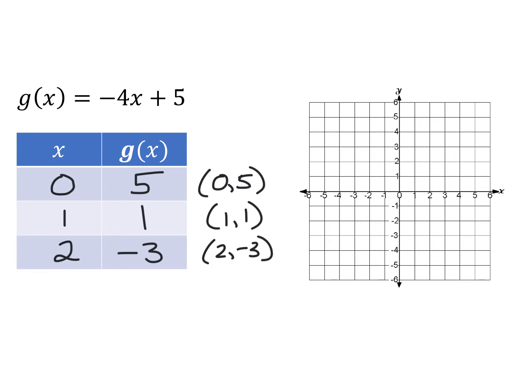Next thing I have to do is plot the points. So 0, 5 goes here, 1, 1 here, and 2, negative 3 goes here. All right. When making a line, make sure that you have a straight edge so you can make a nice straight line. Or if it's on the computer, it will do the line for you. And again, don't forget to put your arrows.